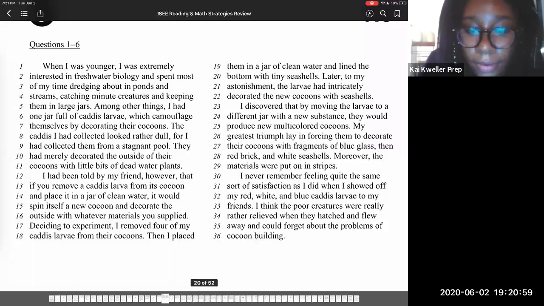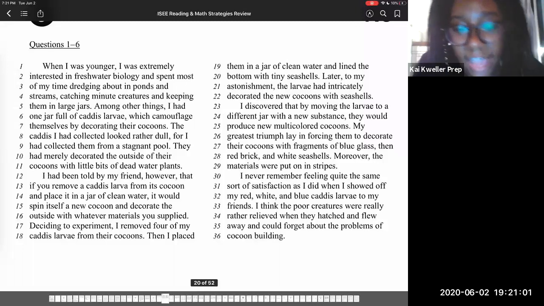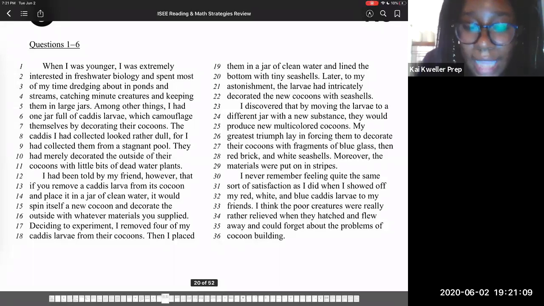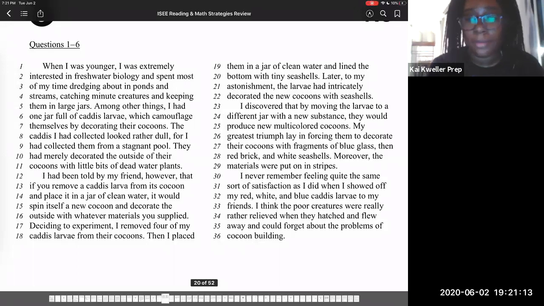I never remember feeling quite the same sort of satisfaction as I did when I showed off my red, white, and blue caddis larvae to my friends. I think the poor creatures were really rather relieved when they hatched and flew away and could forget about the problems of cocoon building.